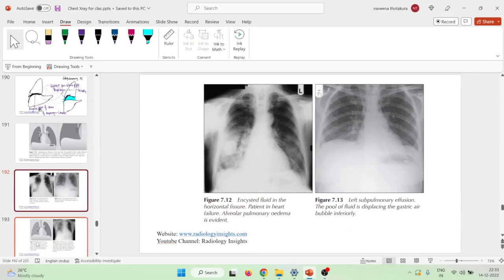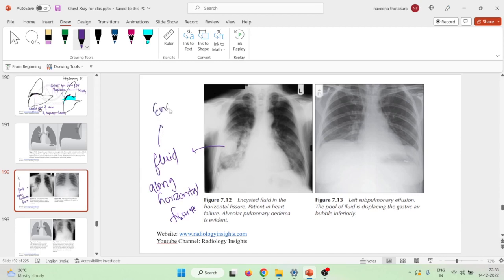If you see some pictures, this is also a pleural effusion, but here the pleural effusion is present along the horizontal fissure. So this is encysted fluid. Whenever a fluid is present along the horizontal fissure, then obviously it is an encysted pleural effusion.